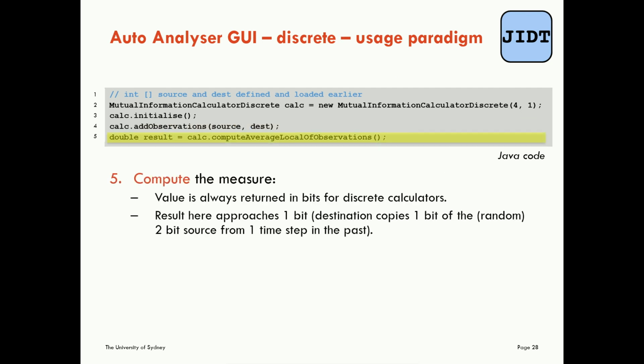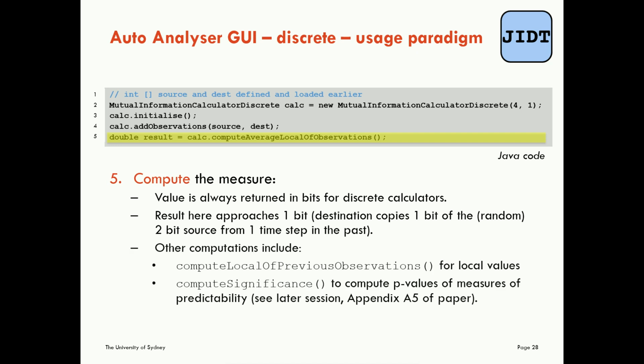So finally, we make our computation. Our results are always returned in bits for the discrete calculators. And here we saw that the result approached 1 bit because the destination was copying 1 bit of the random source across one time step. So this is the line for computing the average result. There are other computations that we can undertake here as well. We could compute the local or pointwise values, and that will return an array with an entry for every sample, or we can compute the significance, look at the statistical significance of the value, and that's something that we'll talk about in a later session.